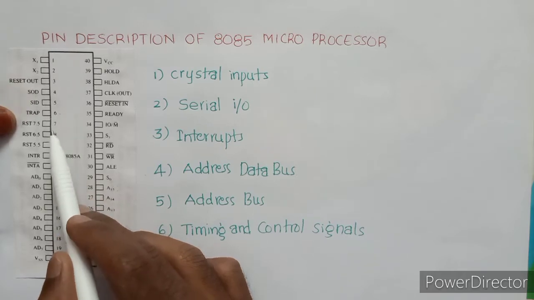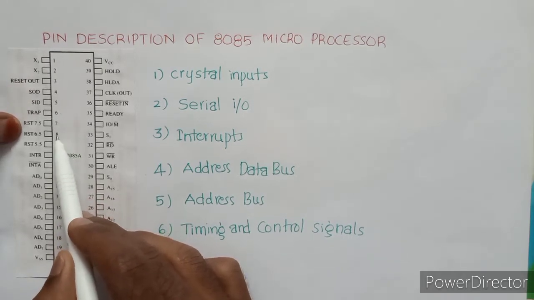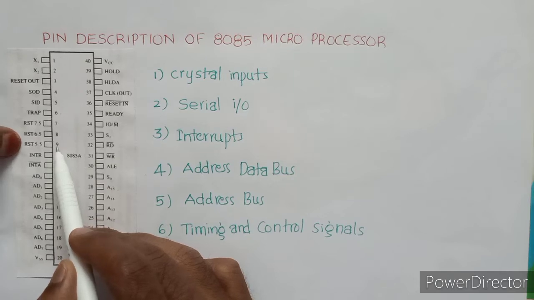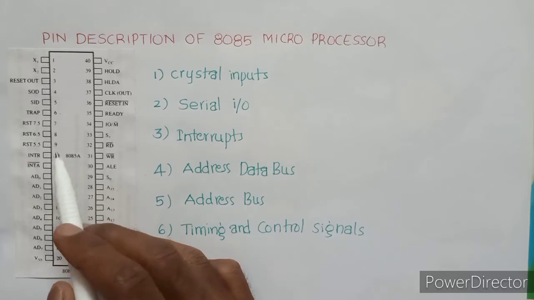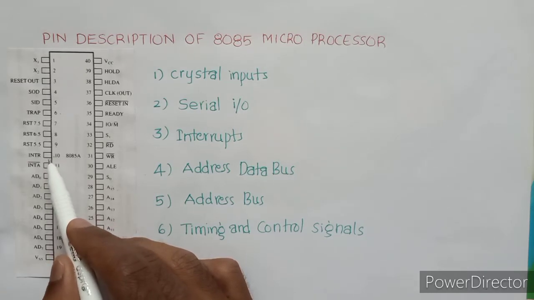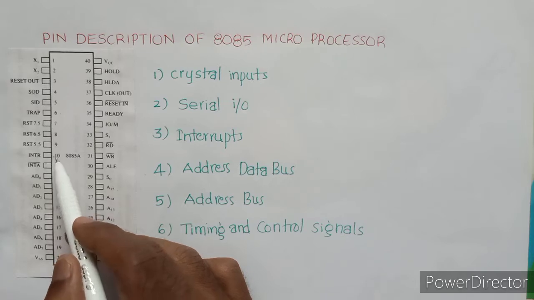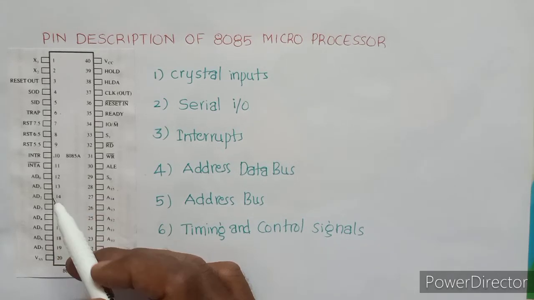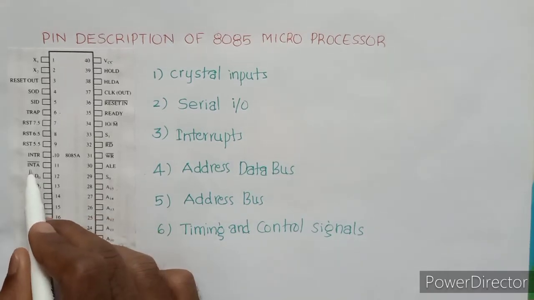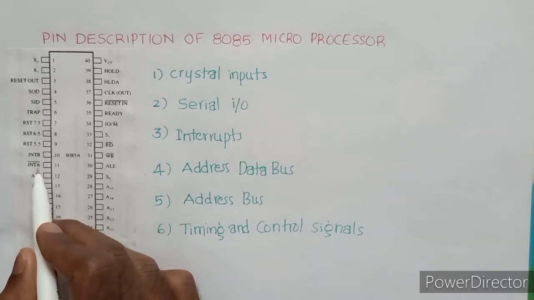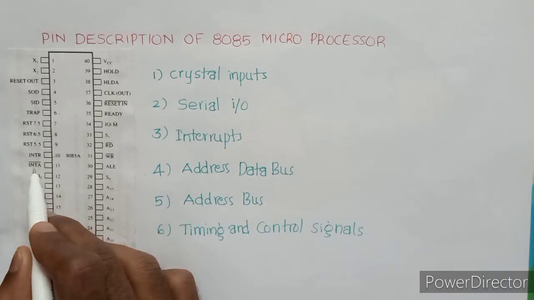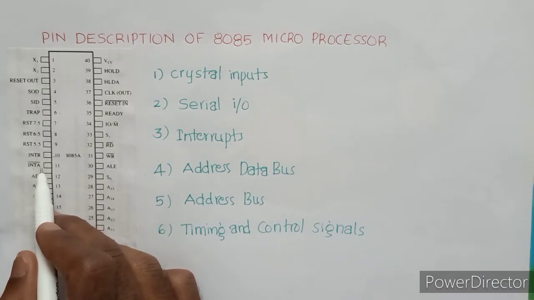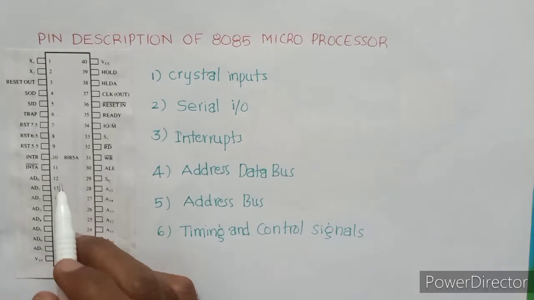RST 7.5, RST 6.5 and RST 5.5 provide hardware or vectored interrupt requests. INTR provides the interrupt request. INTA bar is the output pin. It sends an interrupt acknowledgement signal to the interrupting device. That is the 11th pin.